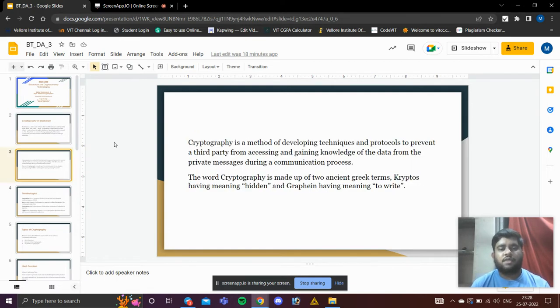So cryptography is basically a method of developing techniques and protocols to prevent a third party from accessing and gaining knowledge of the data from private messages during a communication process, or maybe without that. But the basic idea is a third party should not get any access to the data. The word cryptography is made up of two ancient Greek terms, kryptos, meaning hidden, and graphein, meaning to write.